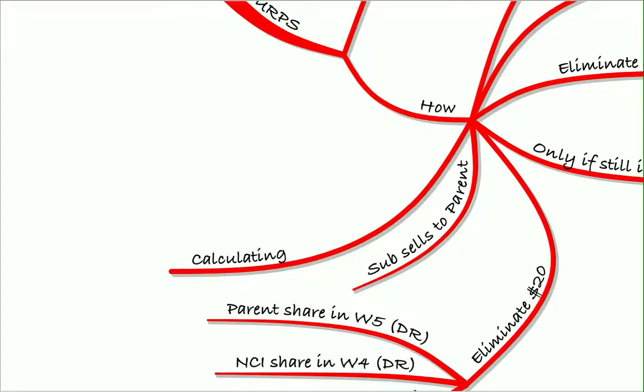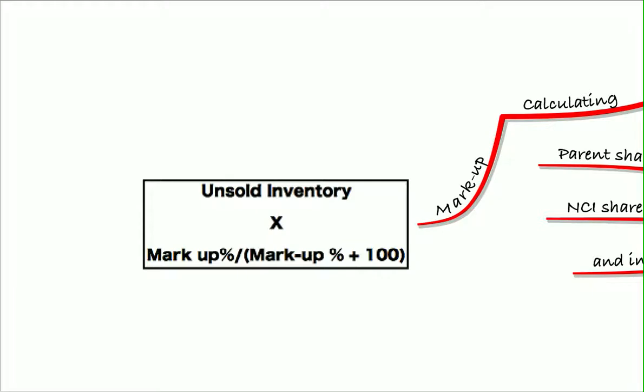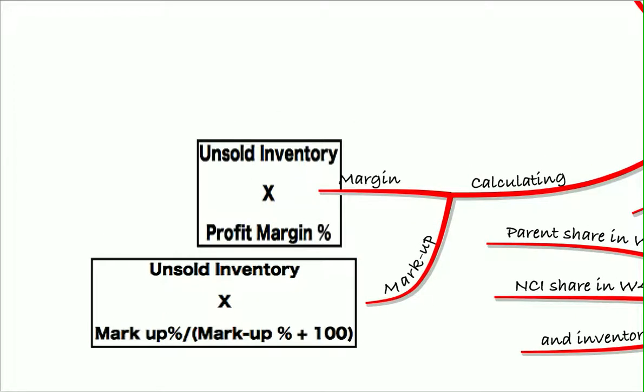Remember, when calculating the unrealised profit, you need to check whether it is a markup. And if it is a markup, you'll multiply the unsold inventory by the markup percentage over the markup percentage plus 100. So if it was a markup of 50%, you would multiply by 50 over 150. And if it was a margin, we simply multiply by the margin. So if the margin was 50%, we would simply multiply by 50%.